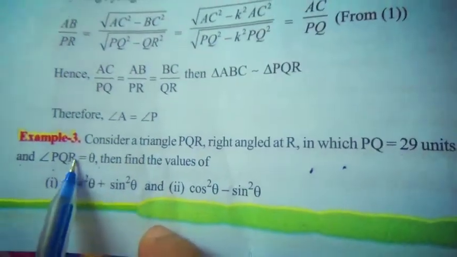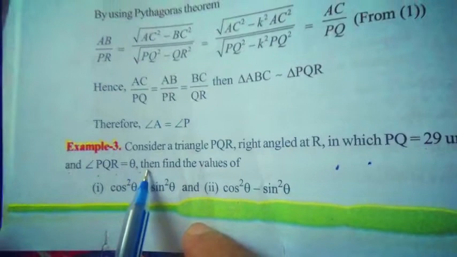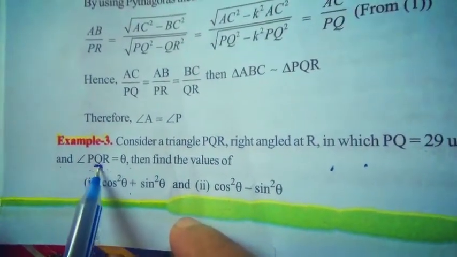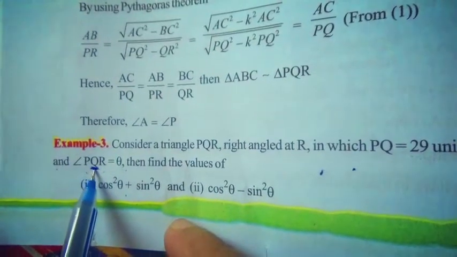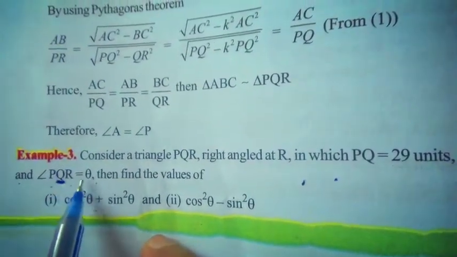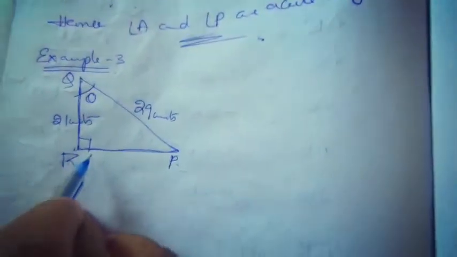Okay, so angle PQR is equal to theta, which means angle Q is equal to theta, the middlemost term, that is Q. Angle PQR means the middlemost, that is Q. Angle Q is equal to theta. Okay, so by using this theta we have to do this sum.